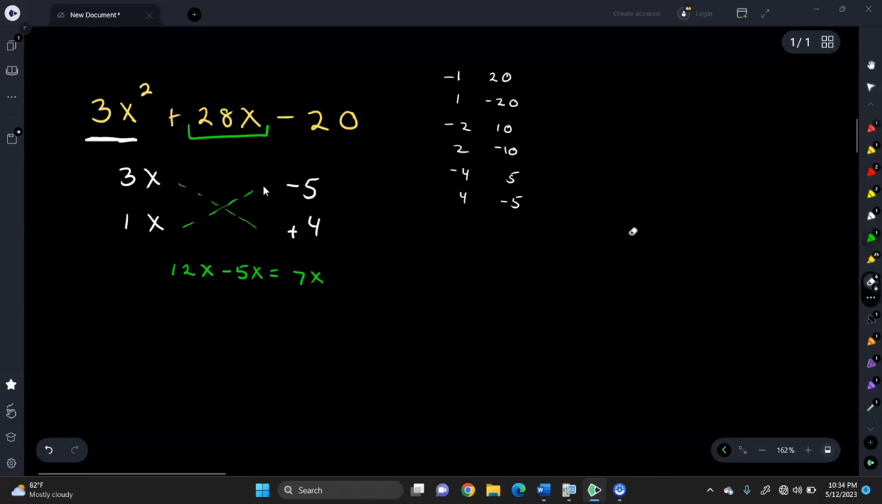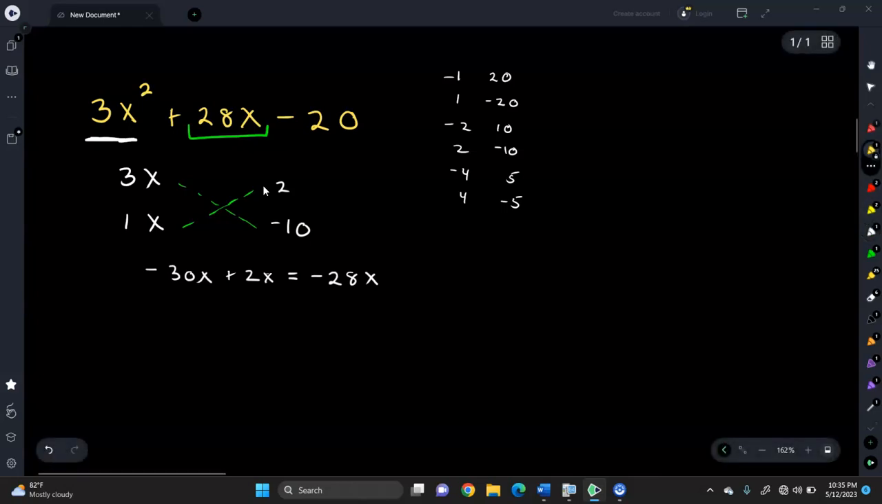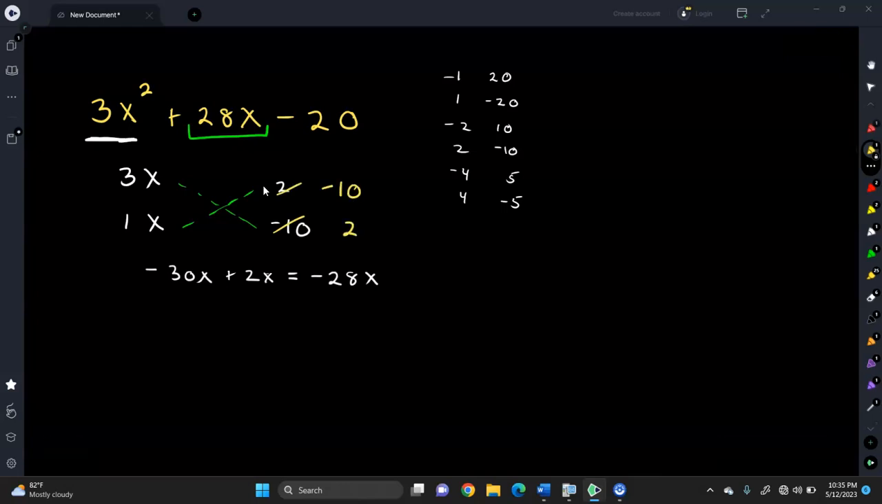So let's try the 2 and the 10. So we're going to do 2 and negative 10x. So when I cross multiply, I get negative 30x plus 2x. That adds up to negative 28x, which is real close, but not quite there. So what do we have to do? We're going to switch them. We're going to put the negative 10 up here and the 2 down there.